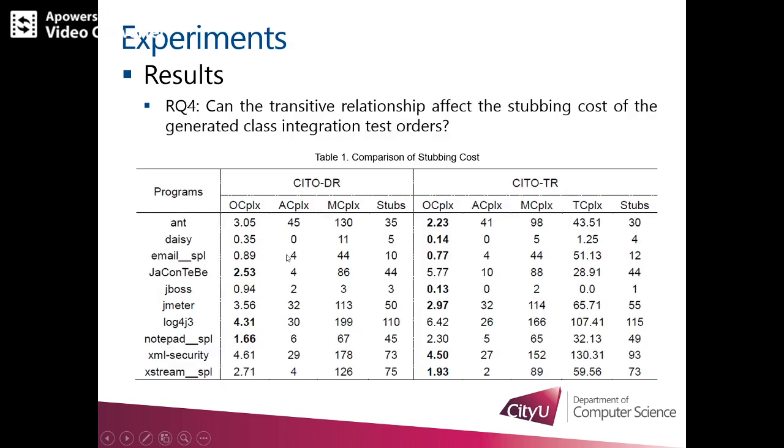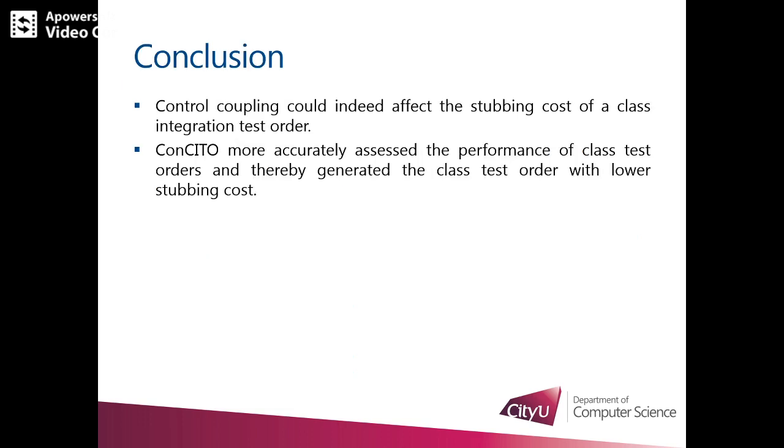Table 1 shows that the stubbing cost of test orders generated by considering transitive relationships is lower than that generated by considering only direct relationships for most programs. Therefore, we can conclude that control coupling could indeed affect the stubbing cost of a class integration test order. ConCITO more accurately assessed the performance of class test orders and thereby generated the class test order with lower stubbing cost.